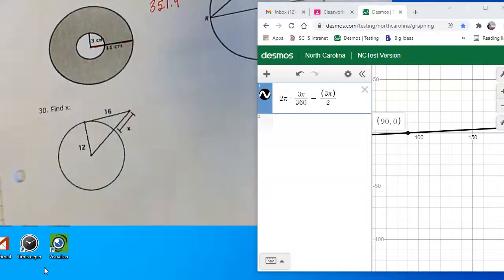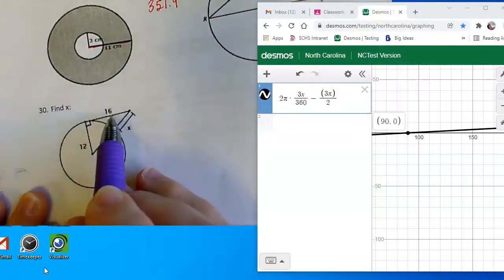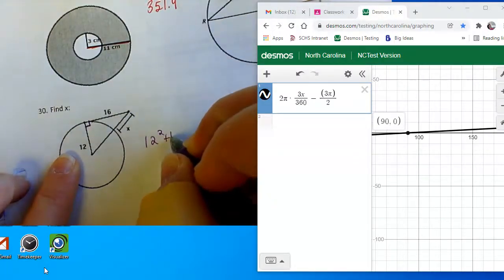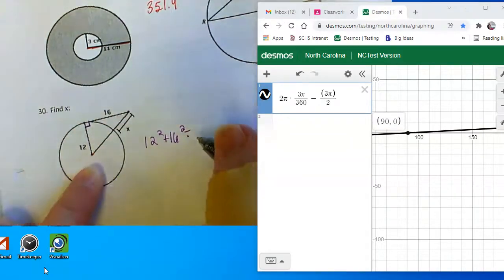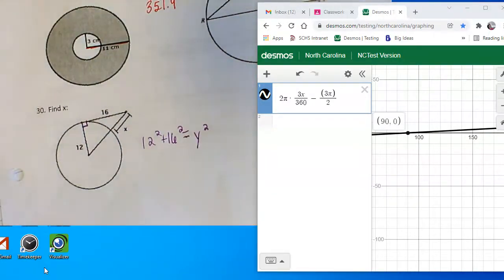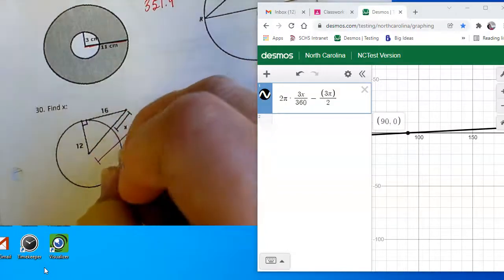Alright, number 30 wants us to find x. Now, there's a couple ways to do it. I saw some of you, how you did it was easier than what I would have done, so I want to show you your way because I thought it was easier. You do need to know that that is a right angle because this is a tangent and a radius. Okay, so you start off by finding the Pythagorean theorem, 12 squared plus 16 squared equals this whole side squared. Maybe we want to call that y, not x, because x is just that part right there. So 12 squared plus 16 squared, and then take the square root. What I get is that this whole thing is 20.